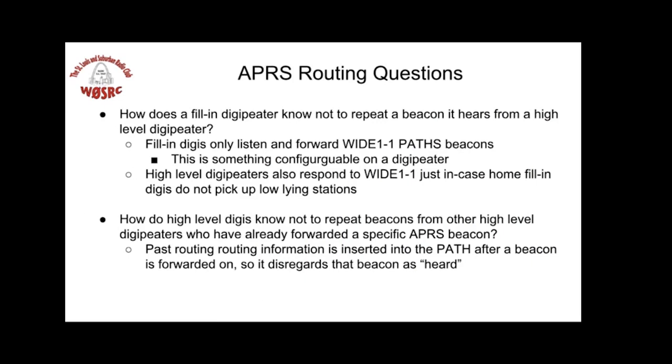Okay? So I think we've answered these questions. How does a Digipeater not know to repeat a beacon it hears from a high-level Digipeater? Well, fill-ins only listen to wide 1-1. High-level Digipeaters also respond to 1-1 in case the fill-in Digipeaters don't hear or pick up that low-lying system. And how do high-level digis not know to repeat beacons from other high-level Digipeaters that have already forwarded the APRS beacon? Well, it inserts its call, right? So if I rehear a beacon that came from another Digi that I just forwarded, it's not going to forward that again because I already heard it.